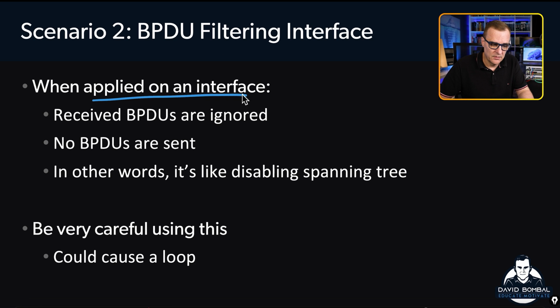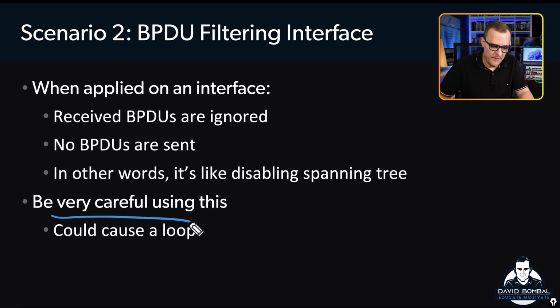Now, this is the cautionary tale one. If you enable BPDU filtering on an interface, BPDUs that are received are ignored and no BPDUs are sent. In other words, it's kind of like disabling spanning tree. Very bad idea. As I've mentioned a few times now, be very careful using this because it can cause a loop. And of course, we're going to demonstrate that.